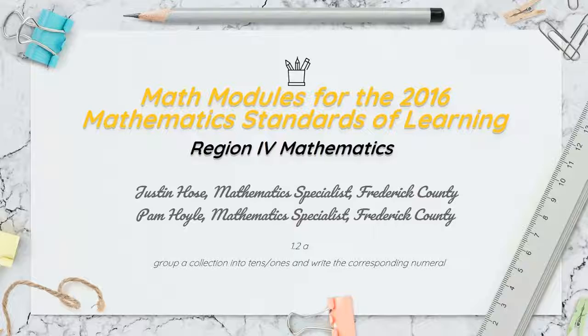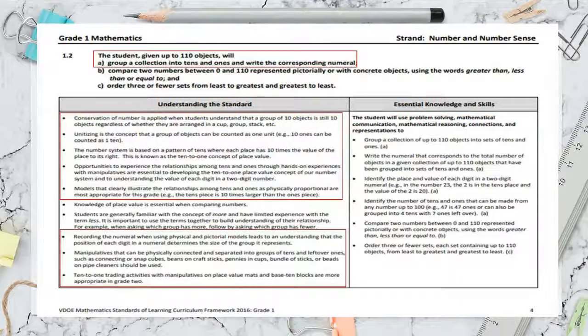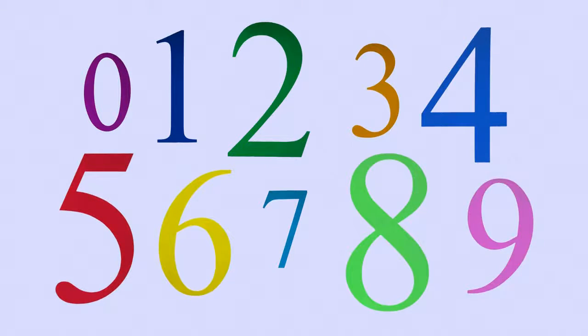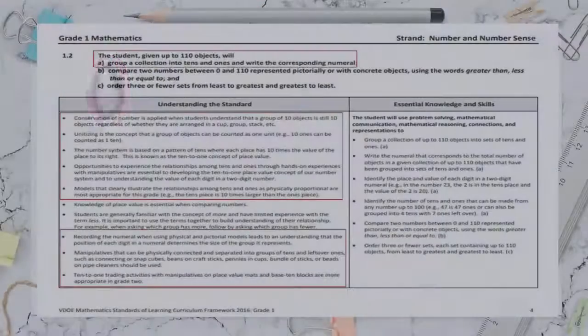This slide presentation addresses first grade Virginia Standard of Learning 1.2a: Group a collection of tens and ones and write the corresponding numeral. An understanding of number involves integrating several key concepts, such as unit, place value, and one-to-one correspondence.